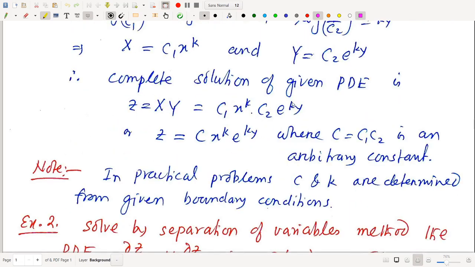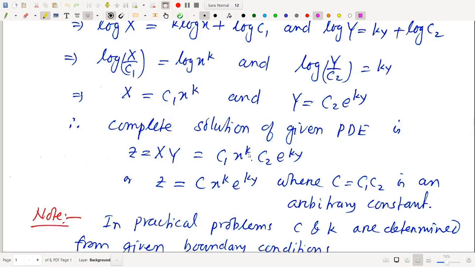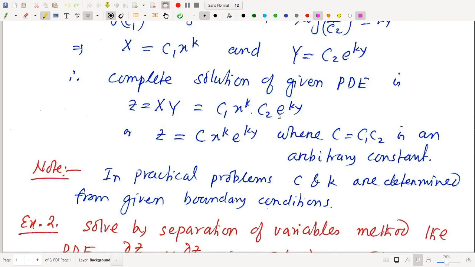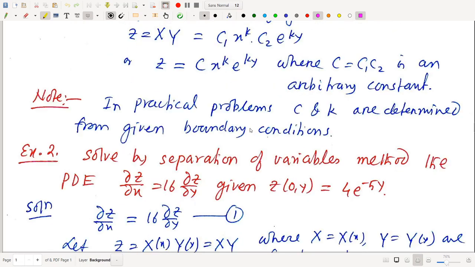Therefore the complete solution of the given PDE is z equals X into Y, that is c1 x to the power k and c2 e to the power ky. Values of X and Y substituted, c1 into c2 can be taken as a single constant, the product of two constants, let us denote it by c. So it is z equals c x to the power k e to the power ky, where c is c1 c2, an arbitrary constant. So this is the solution by the method of separation of variables.